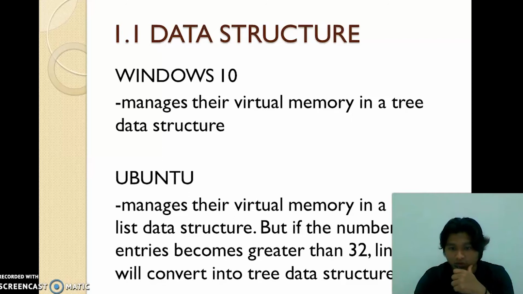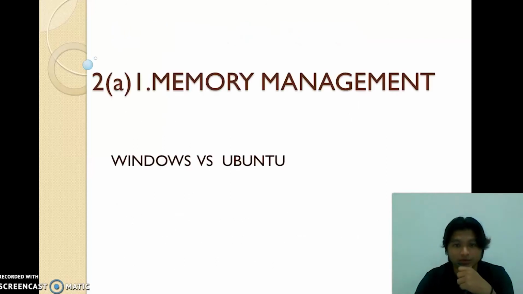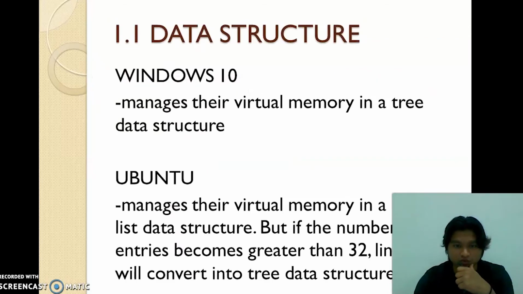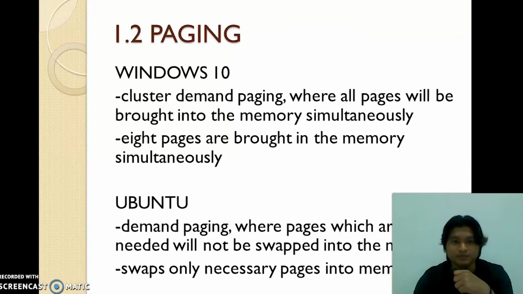Okay, my name is Muhammad Amirul Azandi, and today I would like to present about memory management, Windows 10 versus Ubuntu. 1. Data structure. Windows 10 manages its virtual memory in a tree data structure. Ubuntu manages its virtual memory in a linked list data structure, but if the number of entries becomes greater than 32, the linked list will convert into a tree data structure.